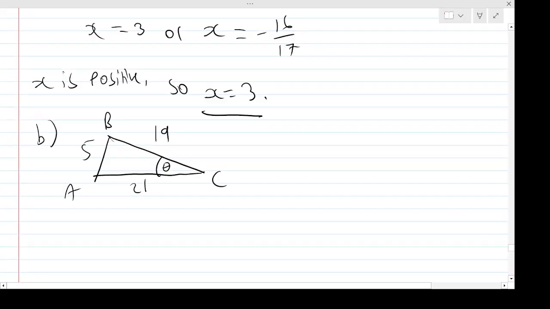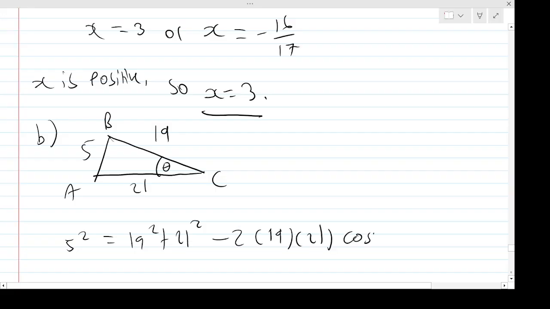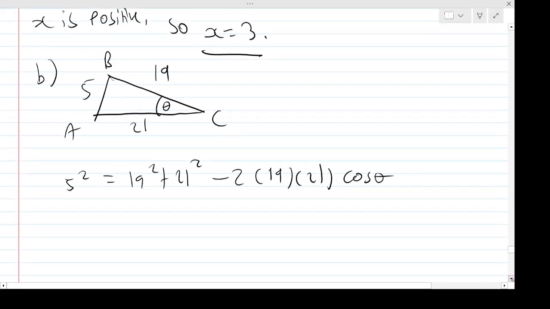So then, the cosine rule again. The side facing the angle is 5. So that means 5 squared is going to equal the other sides squared, so 19 squared add 21 squared, take away 2 times 19 times 21 cosine theta. So then we need to solve for theta, right? So I need to get cos theta on its own.